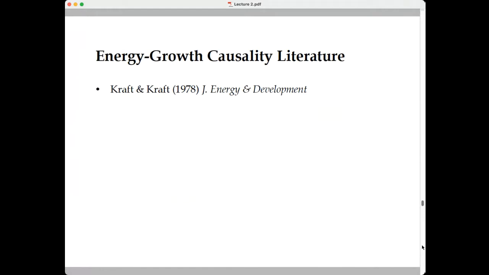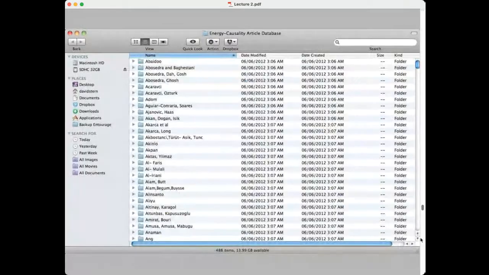So looking at this big literature, it started with a paper by Kraft and Kraft back in 1978. They did a Granger causality test between energy use and GDP. And I wrote a paper on this, one of the chapters of my PhD, published in 1993. There weren't many papers back then. But then there are just hundreds.